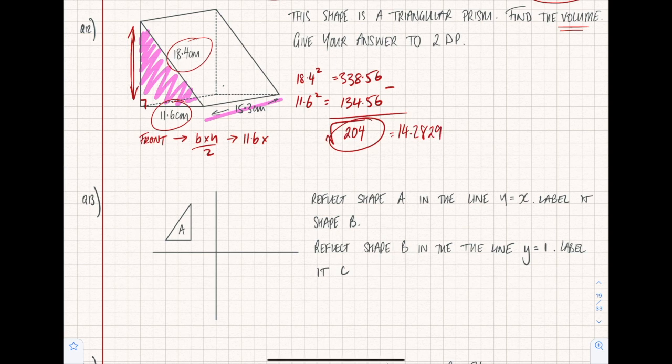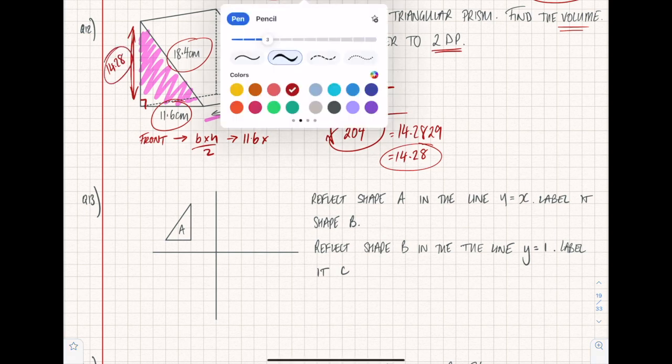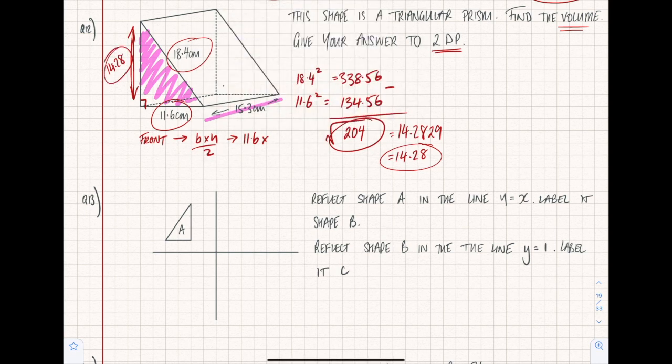14.2829. Now, because we're going to give our answer to 2 decimal places at the end, I'm going to keep this to 2 decimal places here. So that becomes 14.28. So I can now say that this is my height, 14.28. And what I now need to do is find that area because I can now find it. So the base is 11.6. I can times that by the height, which is 14.28, and then divide that by 2.